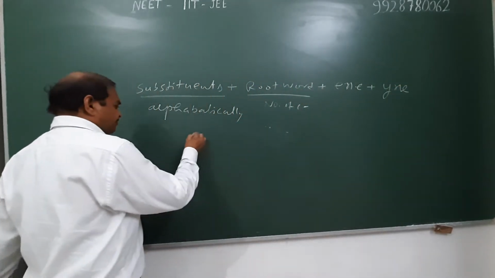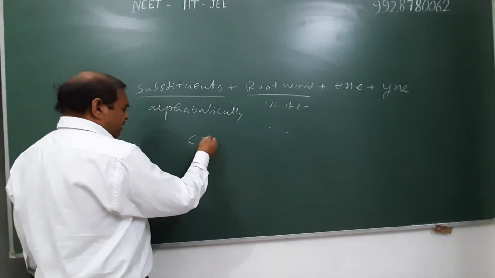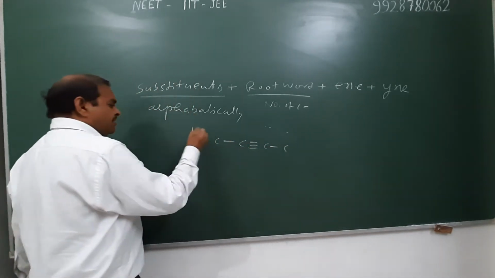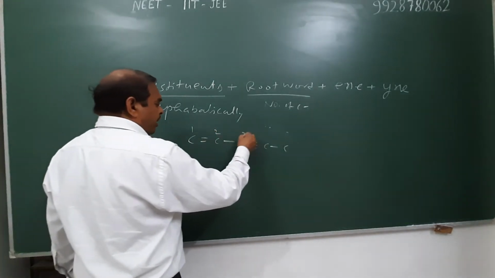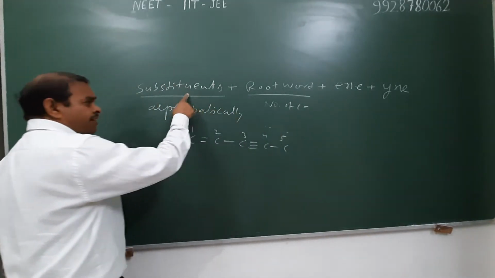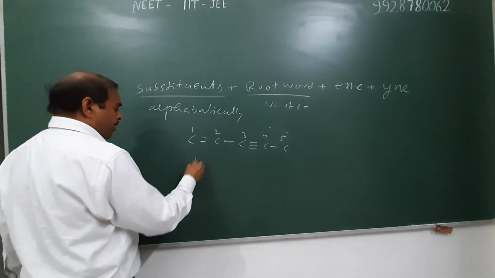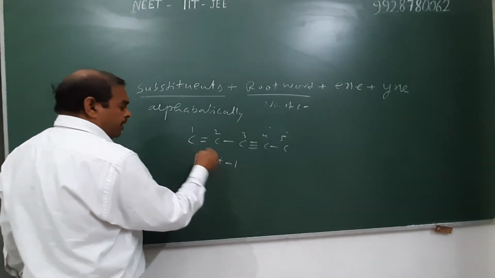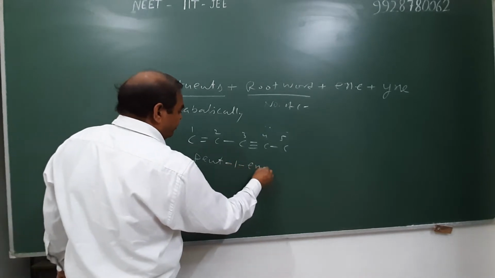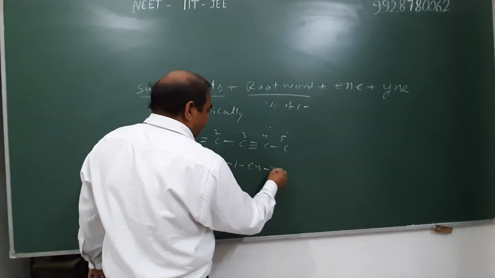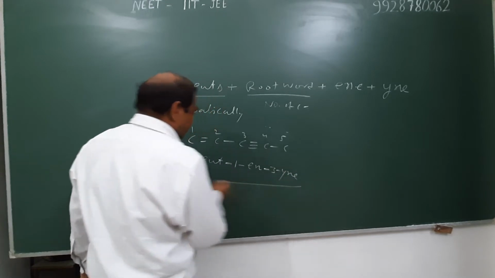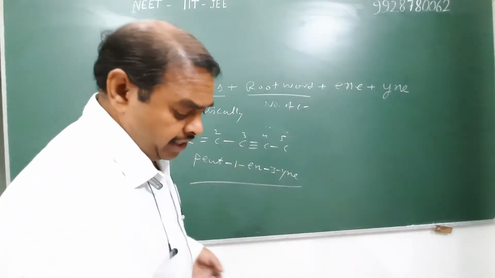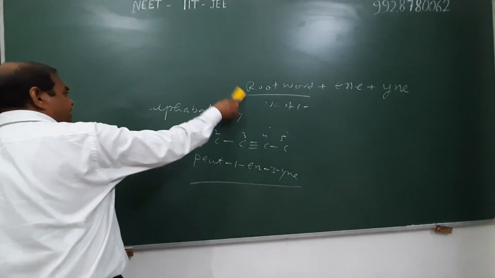For example, the IUPAC name of this compound. First, number 1, 2, 3, 4, 5, no substituent, and hence write the root word pent. Write the position of ene, which is first, and the position of yne is 3. Therefore, its IUPAC name is pent-1-en-3-yne. Similarly, we are taking another example.